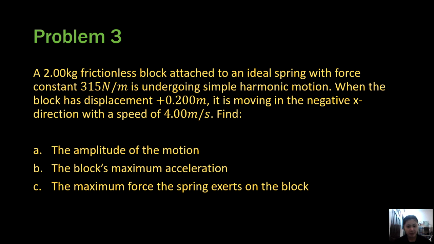When the block has displacement positive 0.200 meters, it is moving in the negative x direction with a speed of 4.00 meters per second. The problem is asking for three variables: for letter A, the amplitude of the motion; for letter B, the block's maximum acceleration; and lastly, for letter C, the maximum force the spring exerts on the block. So first, the amplitude of the motion.